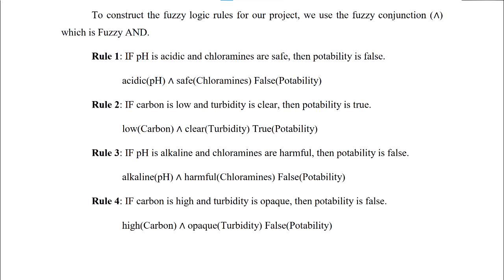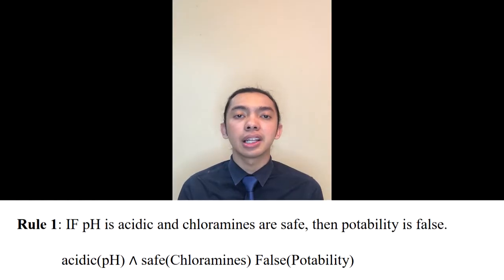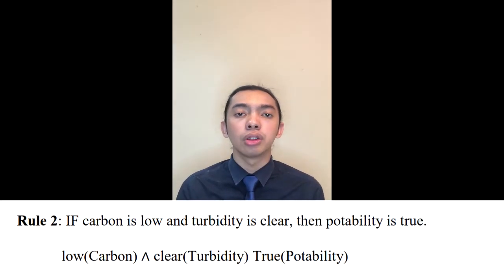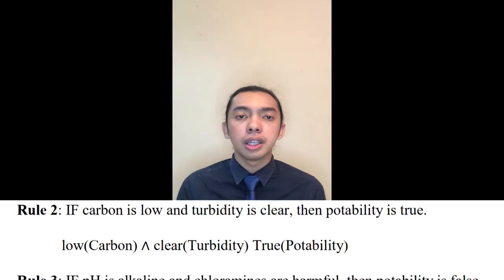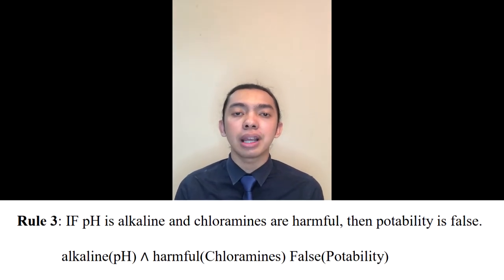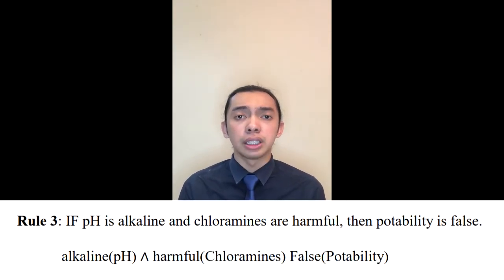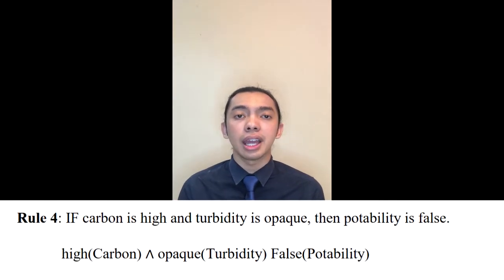Rule number 1, if pH is acidic and chloramines are safe, then potability is false. Rule number 2, if carbon is low and turbidity is clear, then potability is true. Rule number 3, if pH is alkaline and chloramines are harmful, then potability is false. Rule number 4, if carbon is high and turbidity is opaque, then potability is false.